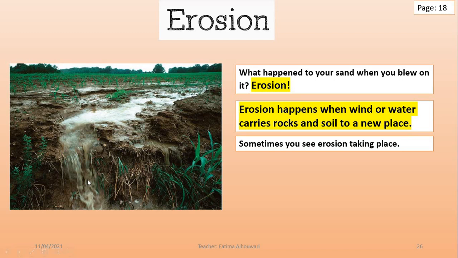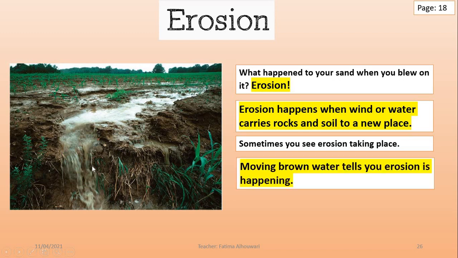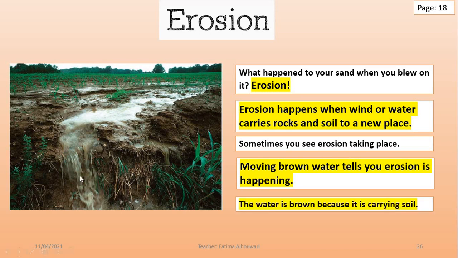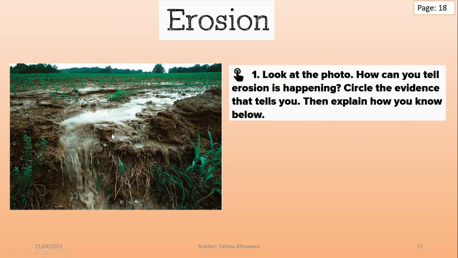You can see it in this photo. This is an example of erosion. Moving brown water tells you erosion is happening here. The water is brown because it's carrying soil. So interesting. Now look at this photo and how can you tell erosion is happening? Circle the evidence that tells you, then explain how you know below.